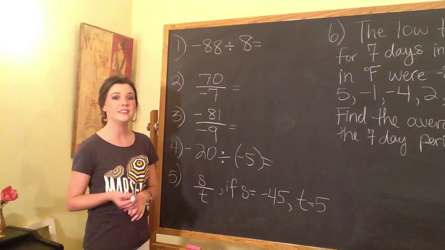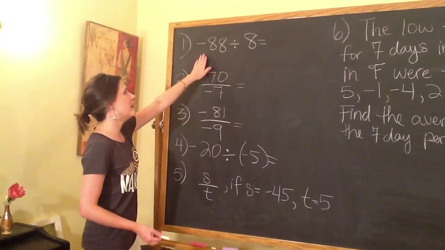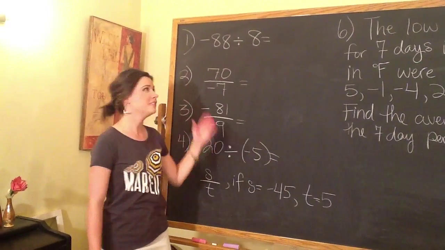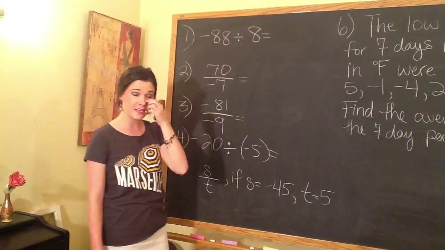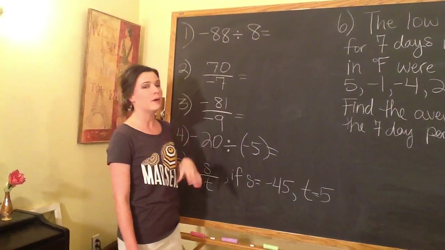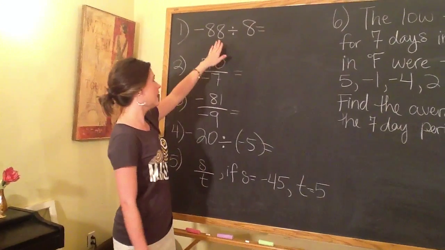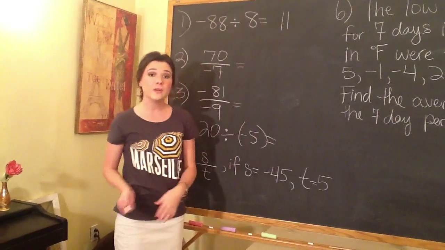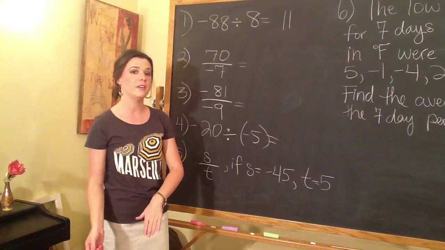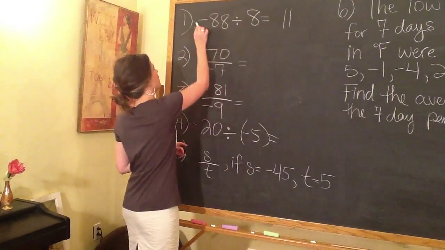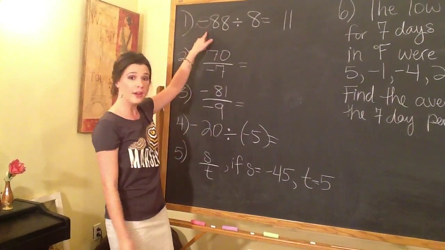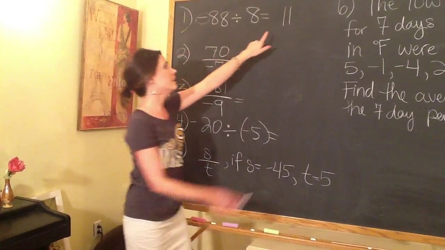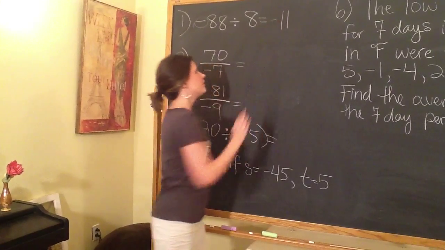Alright, let's look at the first example. Our first example says negative 88 divided by 8. So let's go ahead and do our first step. Let's just go ahead and divide it, because we know you need to divide it. But then we'll need to figure out what sign the answer is. So let's go ahead and do 88 divided by 8. Our answer is going to be 11. Now, is it going to be a positive 11 or negative 11? Let's count our negative signs. So in this problem, we only have one negative sign. And since 1 is an odd number, our answer is also going to be negative.